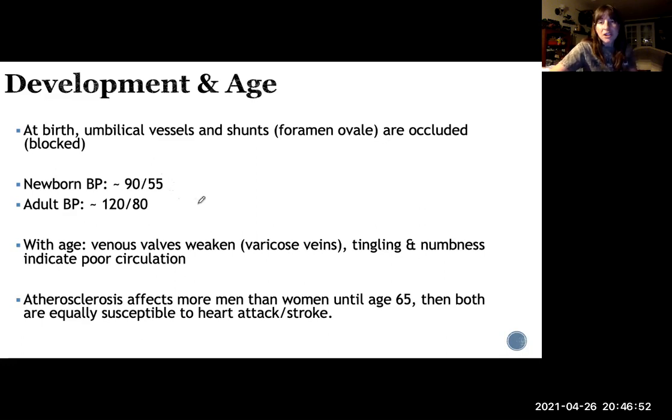As you get older, your blood vessels get longer. And as we know, the longer the vessel is, the more resistance it provides. So pressure increases in the vessels. The adult normal blood pressure is 120/80.